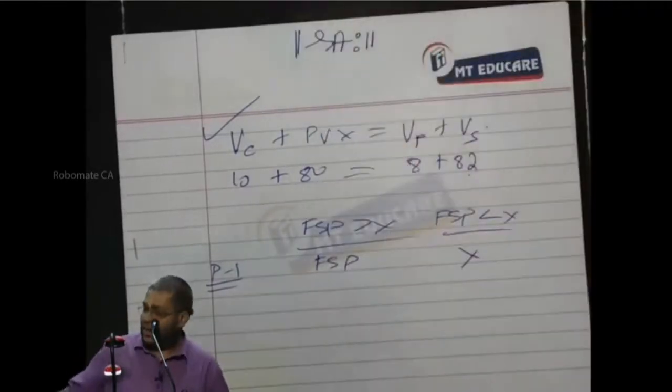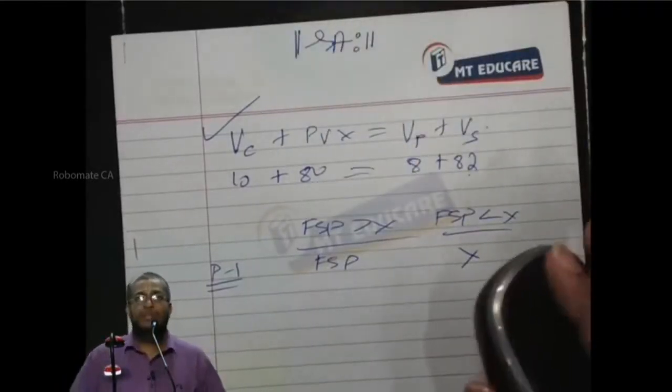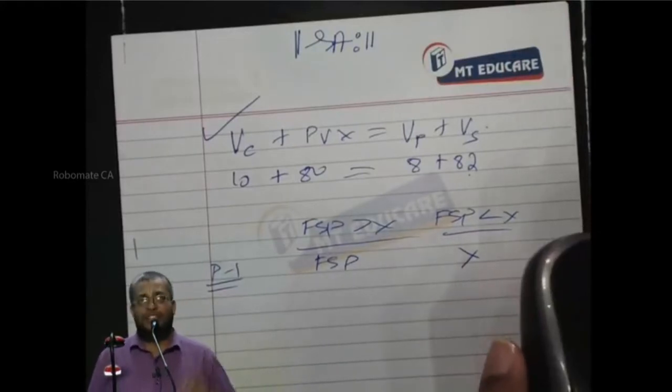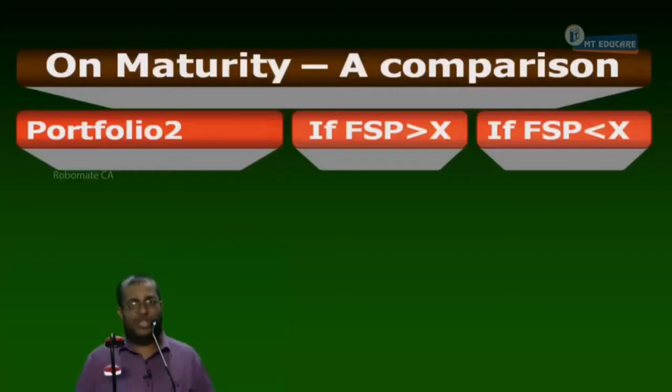Now I have another portfolio. What other portfolio? That is the put option and shares. Now everybody, same two situations: FSP greater than X and FSP less than X. Are you all following?